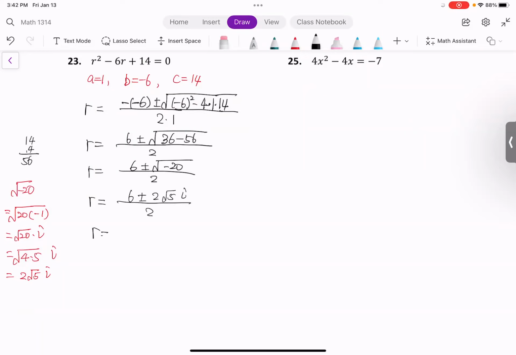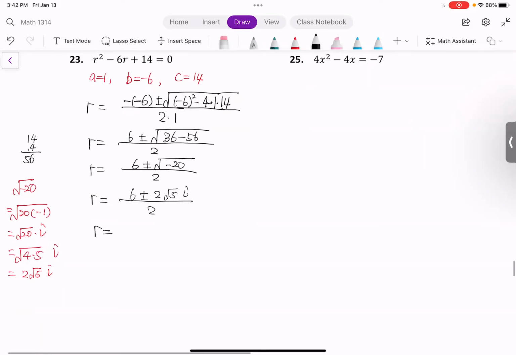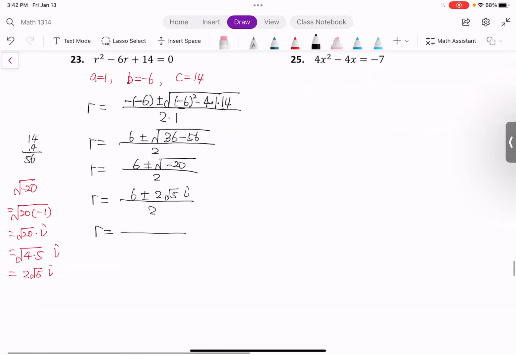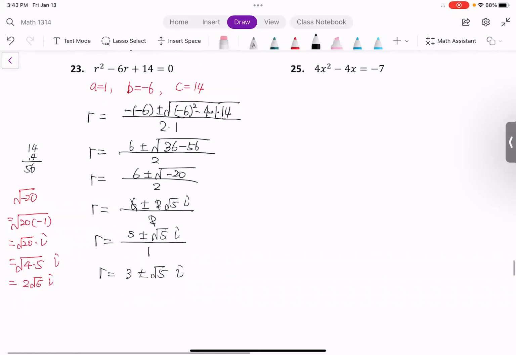So we divide all of the terms by 2. 6 divided by 2 is 3. 2 divided by 2 is 1, so we have the square root of 5 i left. The bottom, 2 over 2, is 1. So x equals 3 plus or minus the square root of 5 i. Let's see the next one, number 25.